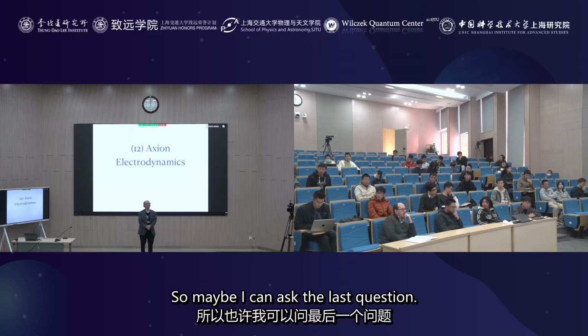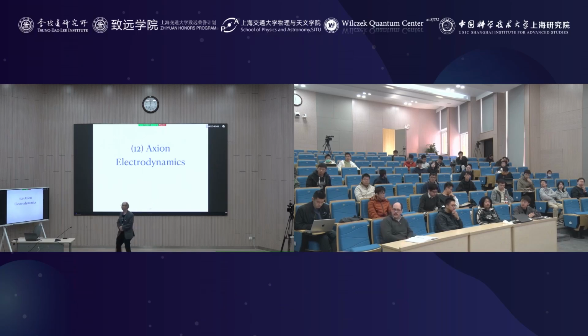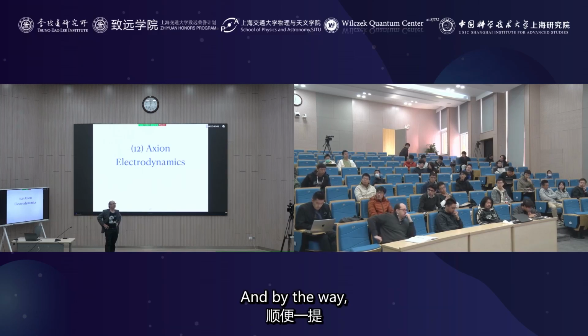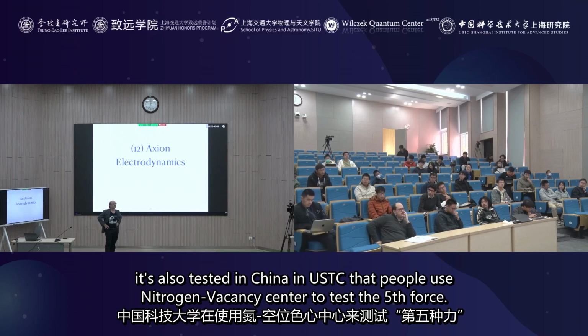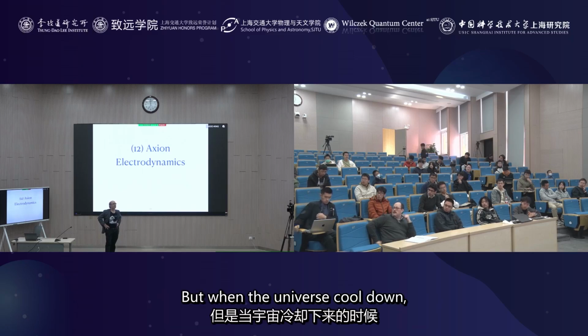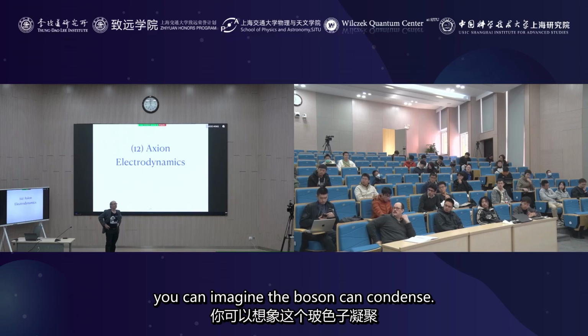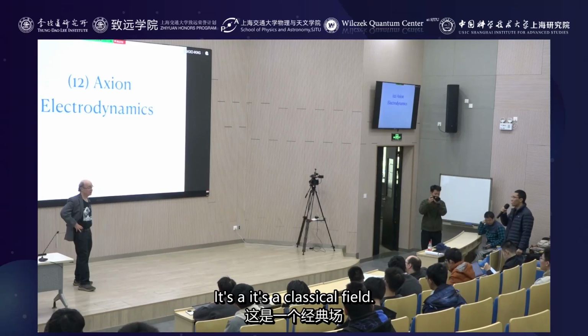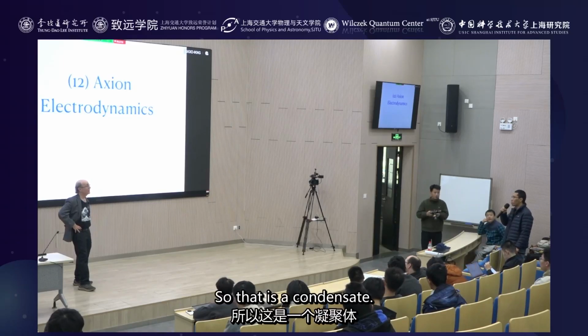Maybe I can ask the last question. You mentioned this axion is a boson, and it can mediate the fifth force. By the way, this is also being tested in China, where people use NV centers to test the fifth force. Yes, very good. Since the axion is a scalar boson, when the universe cools down, you can imagine the boson can condense. Yes, it does condense. It's a scalar, a classical field, so that is a condensate.